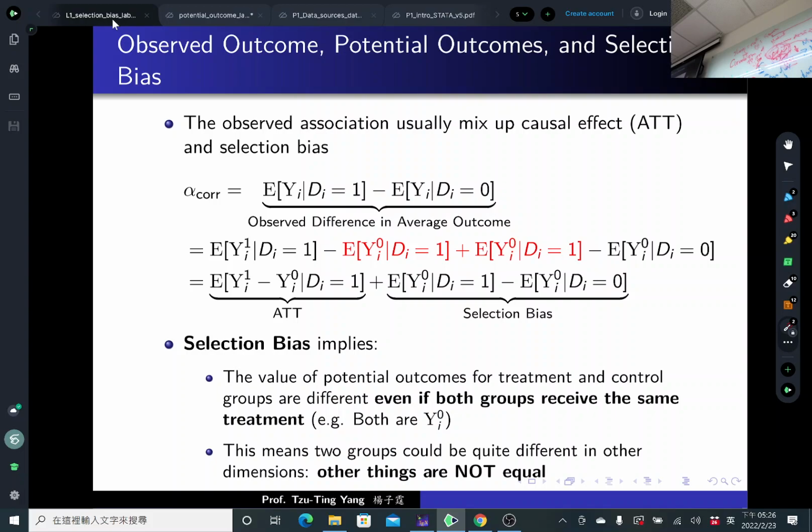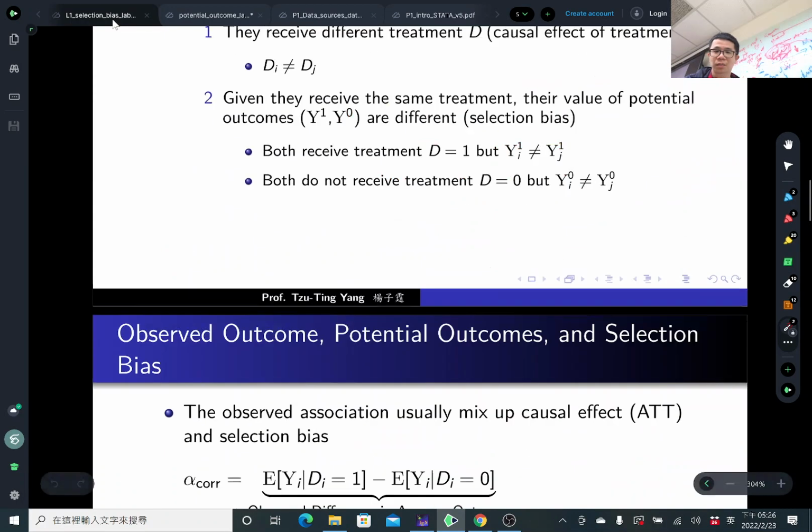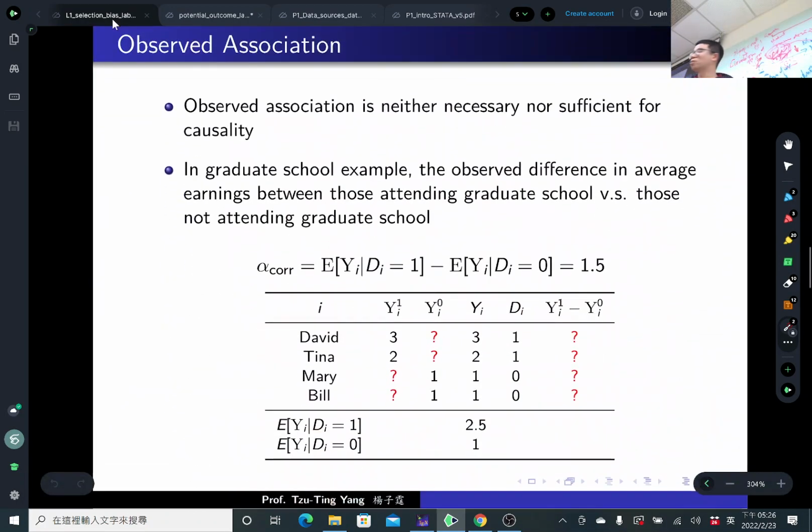So the causal inference methods we learned in this class try to minimize this bias. We try to find a lot of methods, difference in difference, regression discontinuity design, all trying to minimize this selection bias. And then we can use the observed outcome. The thing we can observe is just y. We use this to get the causal effect. Okay? So any questions?